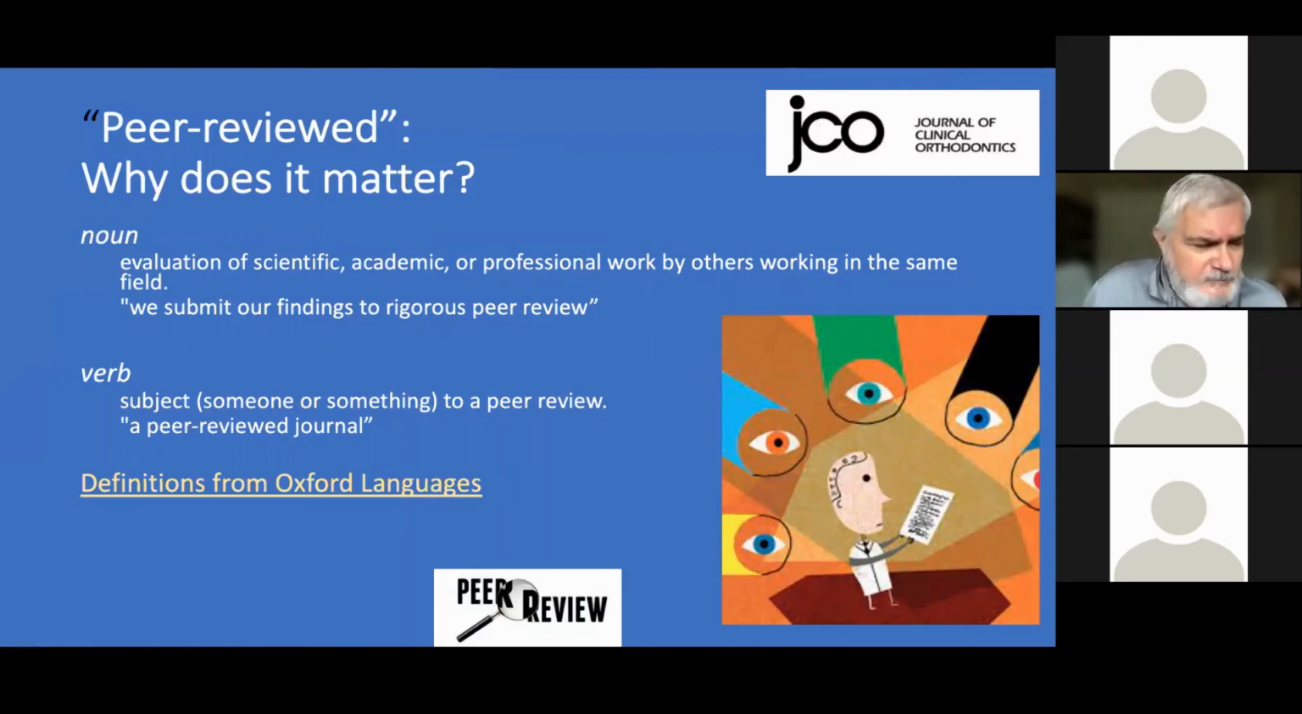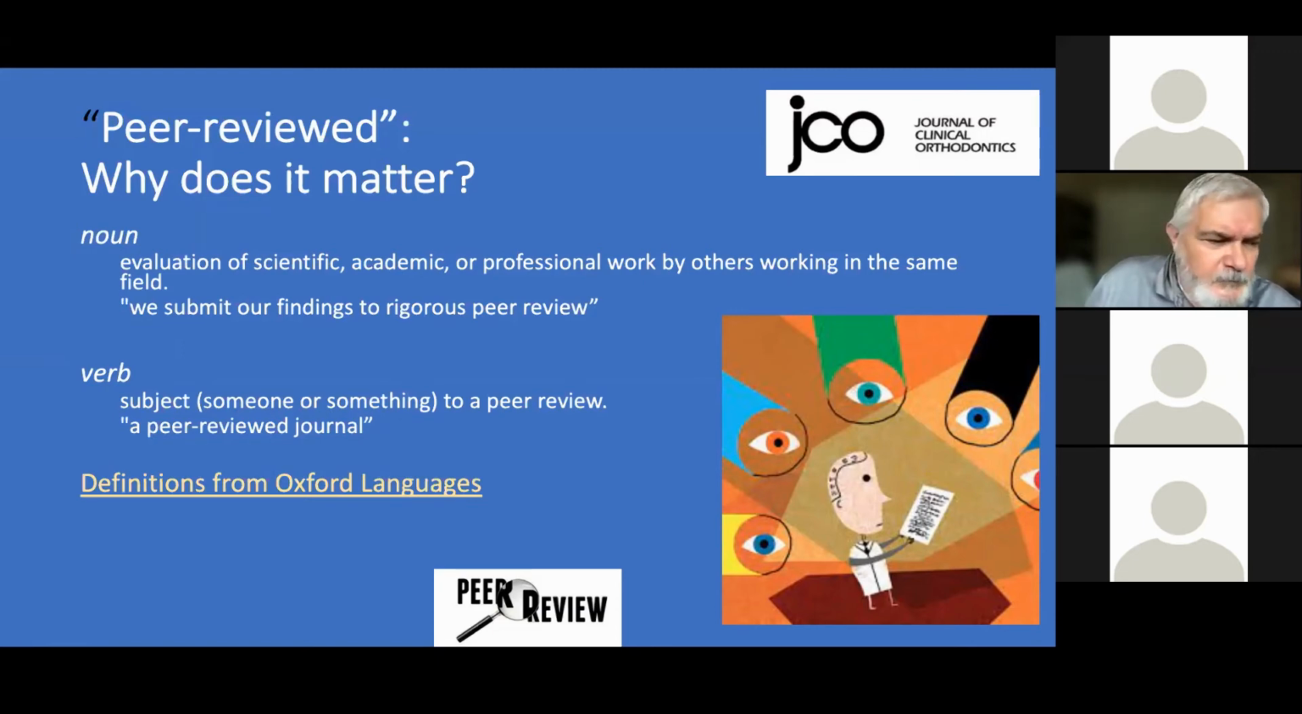When you look it up in the Oxford Dictionary of Terms, as a noun, it means the evaluation of scientific, academic, or professional work by others working in the same field. We might say we submit our findings to rigorous peer review, or taken in its verb form, to subject something or someone, a paper, to peer review, a peer-reviewed journal.